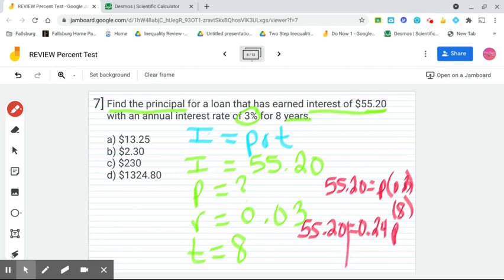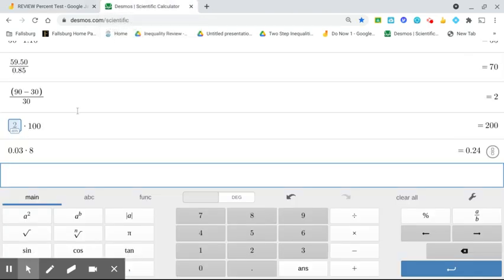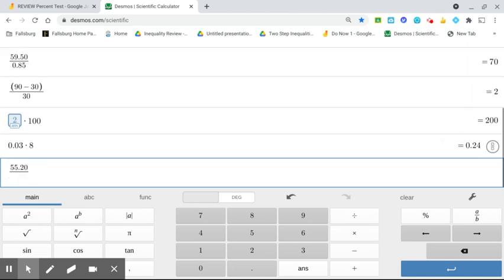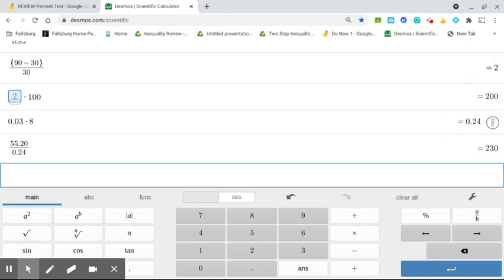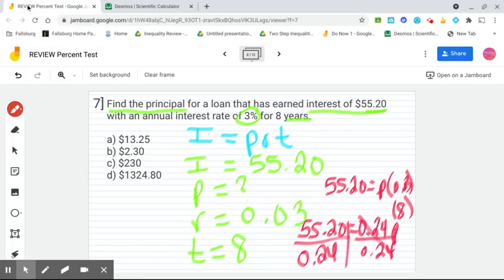Now, in order to solve for P, we're going to divide both sides by 0.24. So whatever we get as our answer is going to be our principal balance. So 55.20 divided by 0.24 gives me 230. So that means 230 is my principal or starting balance.